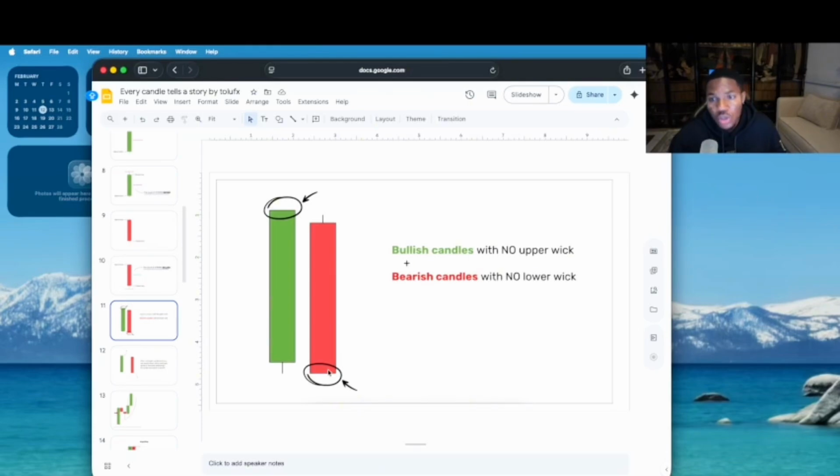Small what? Lower wick. So we can see absence of what? Of the lower wick. So what this particular thing means is this is still a strength candle, but when a candlestick like this prints, it is even stronger than the first one. Now, the first one is showing us a bullish candlestick with no upper wick, while the second one is showing us a bearish candlestick with no lower wick, right?